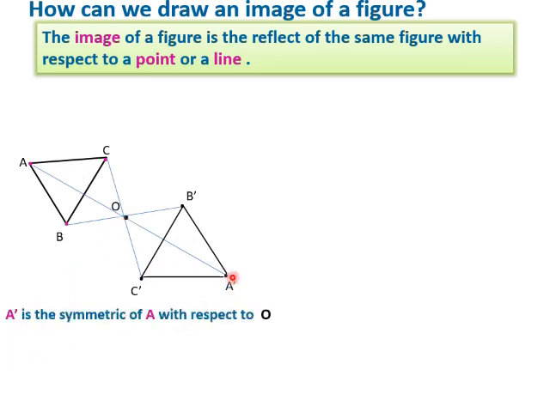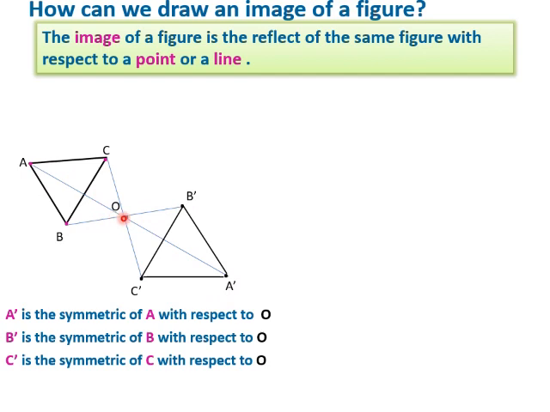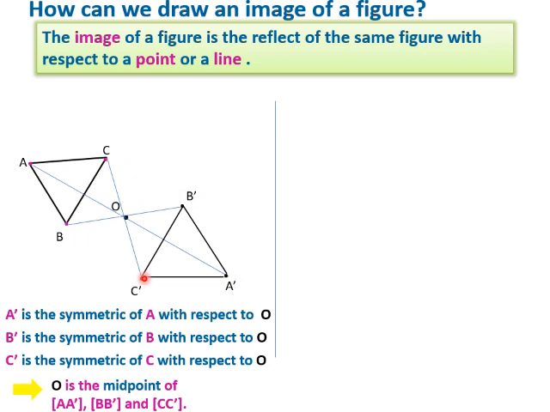A prime is the symmetric of A with respect to O. B prime is the symmetric of B with respect to O. And C prime is the symmetric of C with respect to O. We can notice that O is the midpoint of segments AA prime, BB prime, and CC prime.